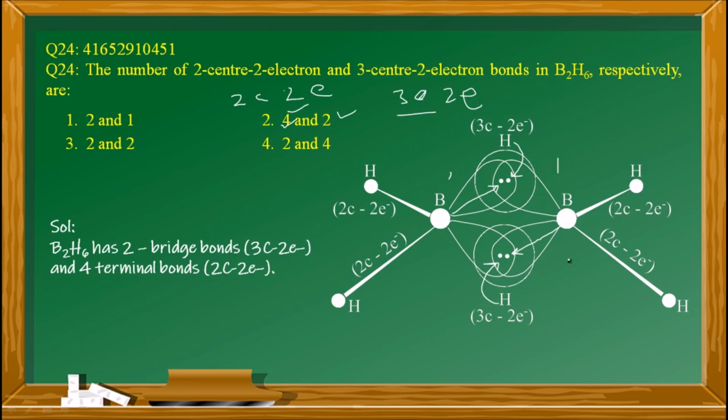How many are there? This is 1 and this is 2. So the option having 4 and 2 is the correct option, friends. Option number 2 is the correct option, friends.